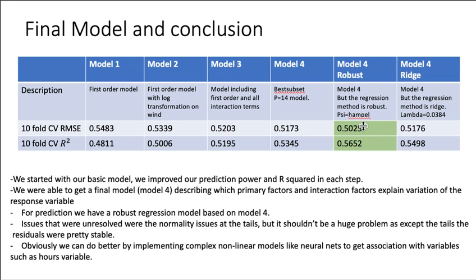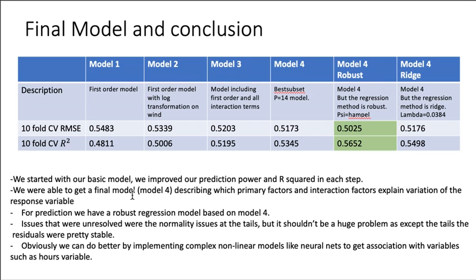And we have managed, with the robust regression with the weights equal to Hampel, to get around 0.50, which is the minimum. Similarly, the R square increases from 0.48, where we started in cross validation, to 0.56, which is a huge improvement. And again, it's model 4 with the robust regression. These lines basically summarize the table. We started out with our basic model and improved our prediction power and R square in each step.